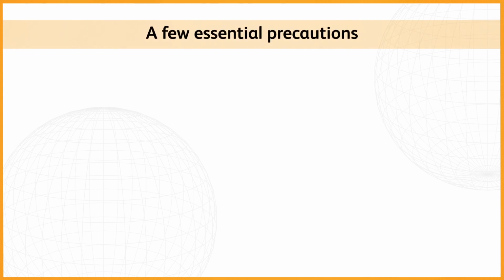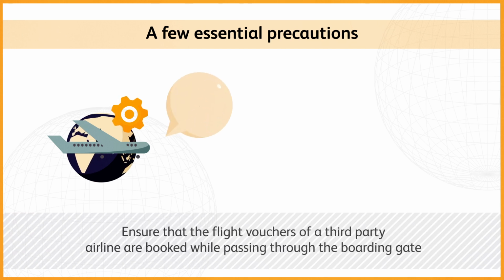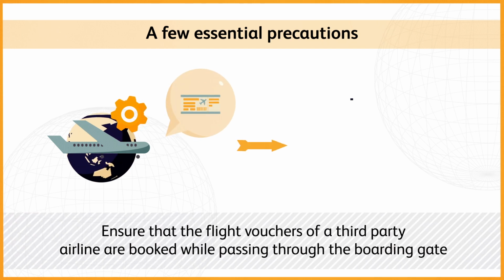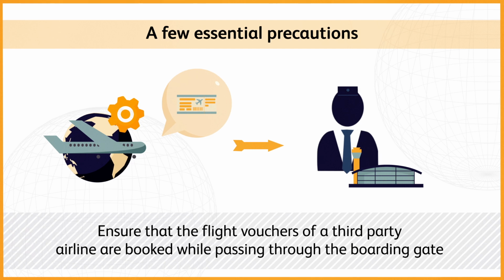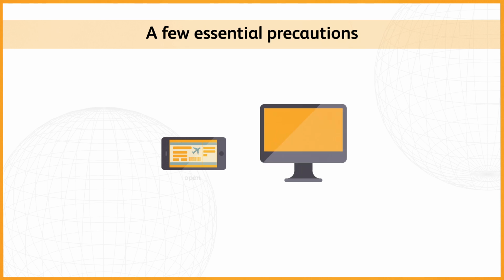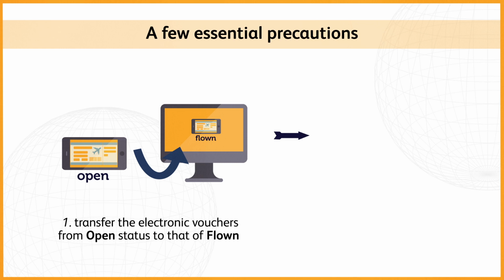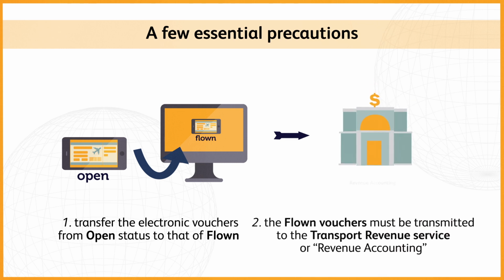The proper application of the Interline agreements requires a few elementary precautions, in particular with regard to the operating airline. It must ensure that the flight coupons of a third-party airline are identified while passing through the boarding gate. In particular, it is necessary to transfer the electronic coupons that make up the vast majority of travel tickets used from O open status to that of F flown. Once this operation is performed, the flown coupons must be transmitted by the quickest channels to the revenue accounting.